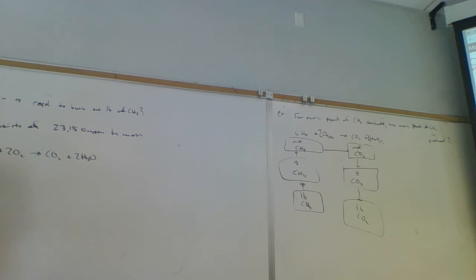So we have pounds of methane. We're going to go to grams of methane. From grams of methane, we're going to go to moles of methane. From moles of methane, we're going to go to moles of oxygen. Here we see it's a 1-to-2 ratio or 2-to-1 ratio. For moles of oxygen, this is pure oxygen, right? This is not moles of air. This is moles of pure oxygen. We're going to go to grams of oxygen. This is pure oxygen. From grams of pure oxygen, we're going to go to grams of air.